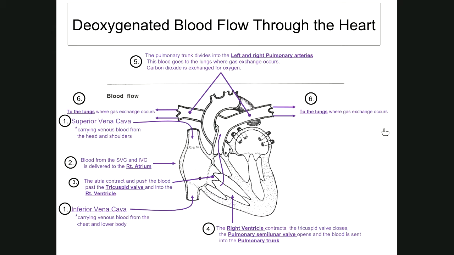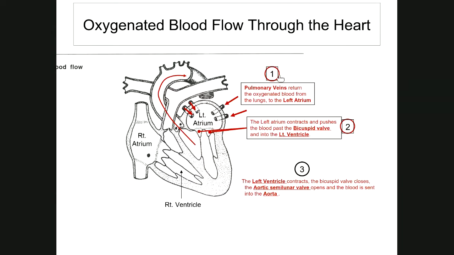So look at the next slide. Number 1. Pulmonary veins return the oxygenated blood from the lungs to the left atrium. You see that there are 4 veins here. Remember, veins return blood or bring blood to the heart. This is oxygenated blood coming in by way of the pulmonary veins into the left atrium.